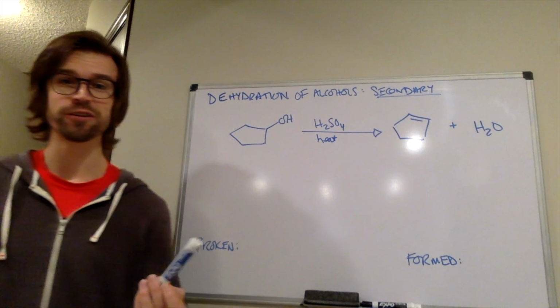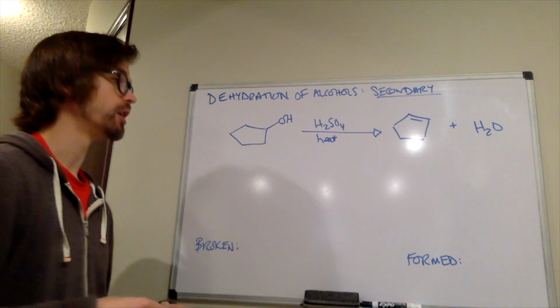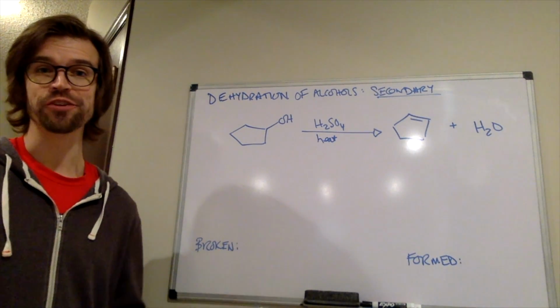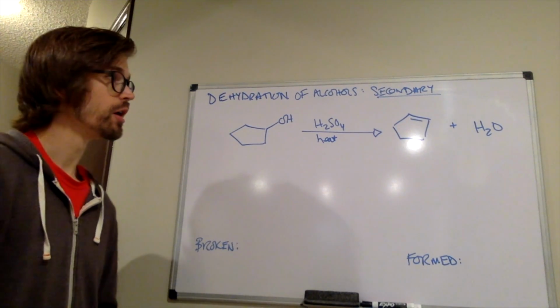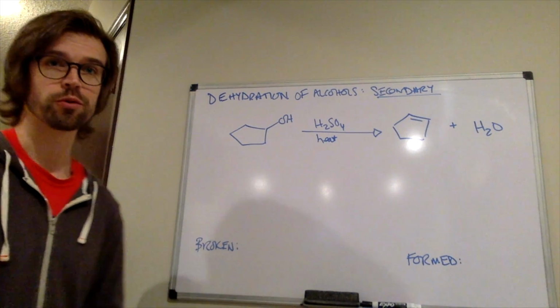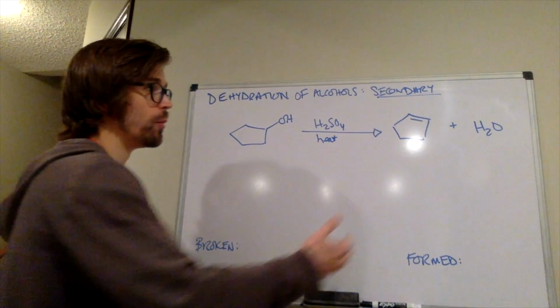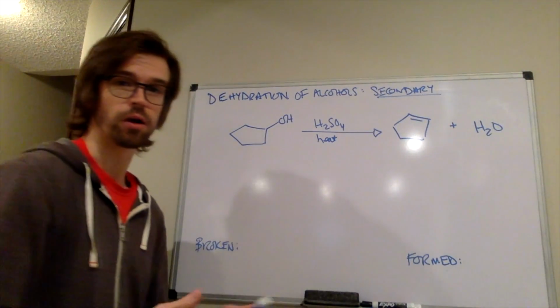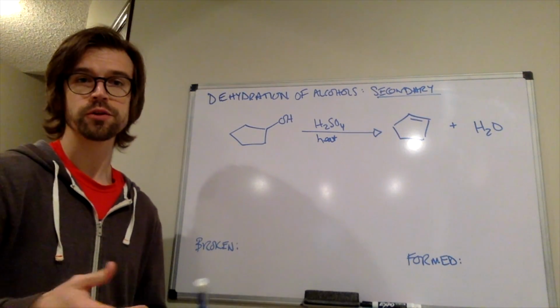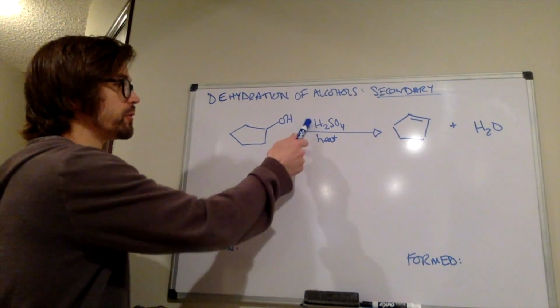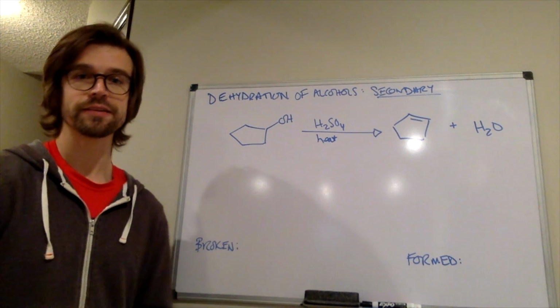Right, so here's our first reaction of alcohols, and it's a dehydration reaction. So what does that mean, dehydrate? We're removing water. What is one of the products? A water molecule. And how do we do this? We take an alcohol and we treat it with sulfuric acid and we heat it.